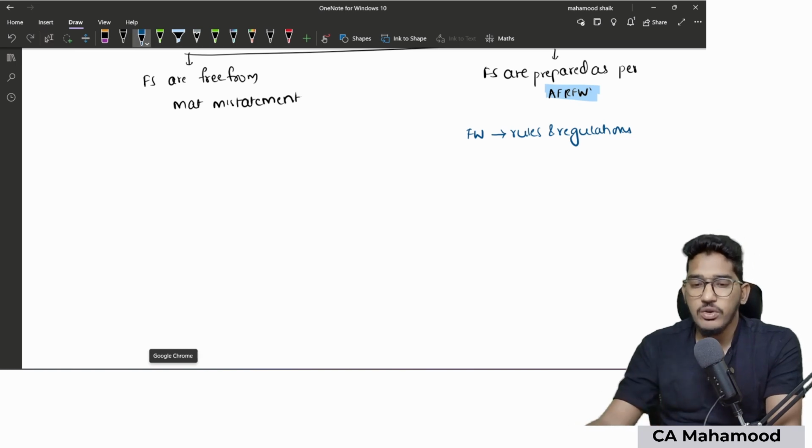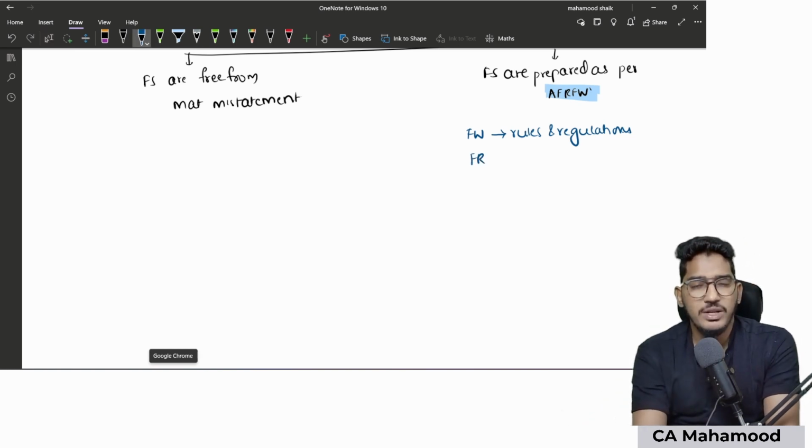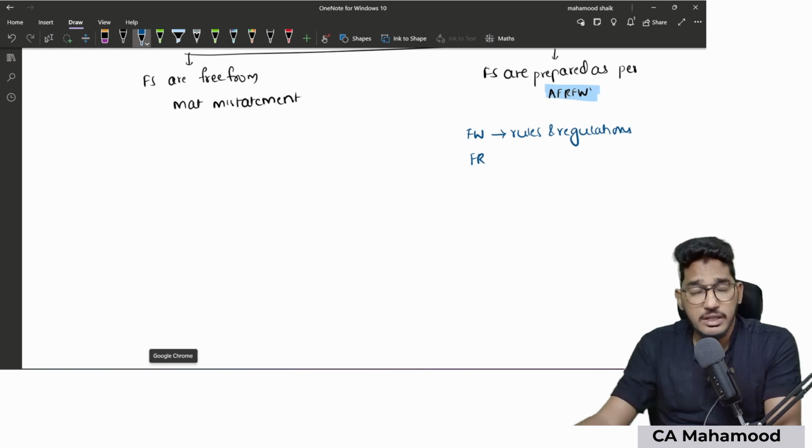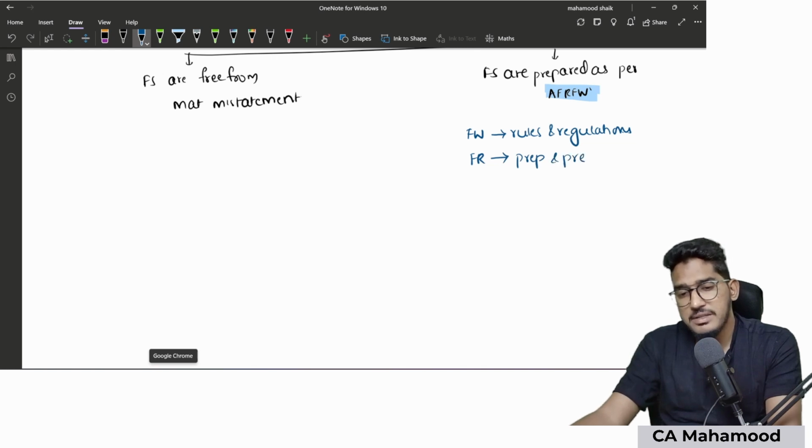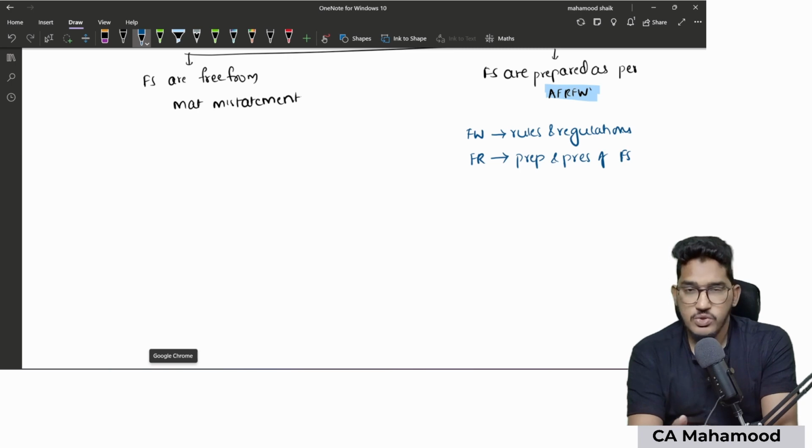Then what is the meaning of financial reporting? Simply put, financial reporting is just another name for the accounting process. Financial reporting means the process of preparation and the presentation of financial statements. So framework means set of rules and regulations, and financial reporting means the process of preparation and presentation of financial statements.